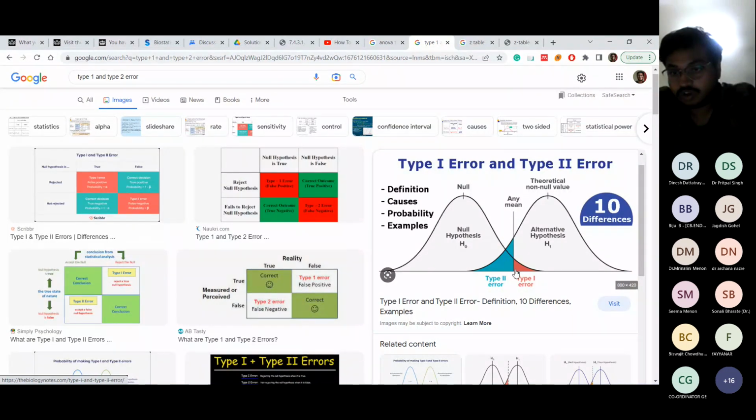So if you want to reduce the type 1 error, you want to reduce the area that is to the right of this value. So what you need to do is increase the p-value so that the area here will decrease. Is that clear?